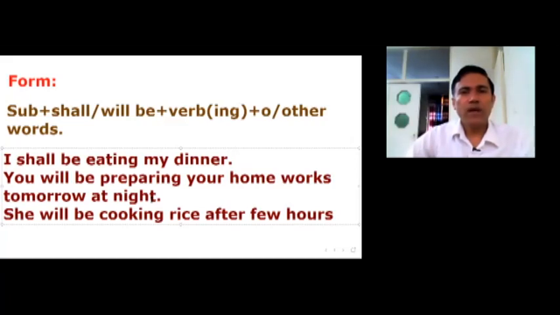For I and we, we will always use shall, like I shall be, we shall be. And for other subjects we will use will be. Okay, like we shall be eating our dinner, I shall be eating my dinner. You will be preparing your homeworks, they will be preparing their homeworks. And she will be cooking rice after a few hours. Or Karim will be cooking rice after a few hours. Or Rina will be cooking rice after a few hours. So in this way we can make a lot of sentences.